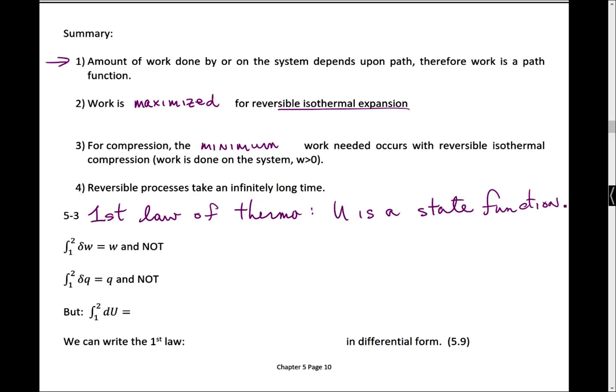So we know that work and heat are path functions. So when we integrate them, we get W and Q. We don't get delta W. We don't get delta Q. All right? That's important. And to indicate that it's a path function, we put delta instead of d for our infinitesimal change in work and heat.